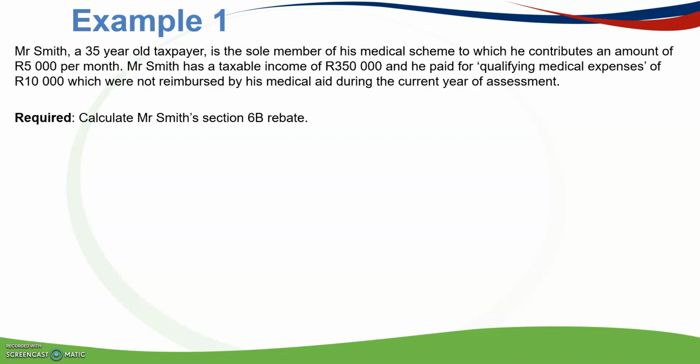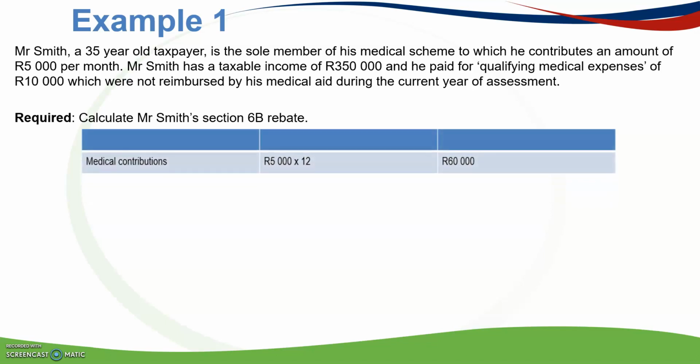Right, so before we start with the calculation, what is important from this example in terms of calculating Section 6B? You look at the age of the taxpayer, right? That is the most important thing. So we are dealing with a taxpayer here who is younger than 65 years. Mr. Smith is 35, so we will need to make a note of that. If a taxpayer is younger than 65, this is how you would calculate their Section 6B rebates.